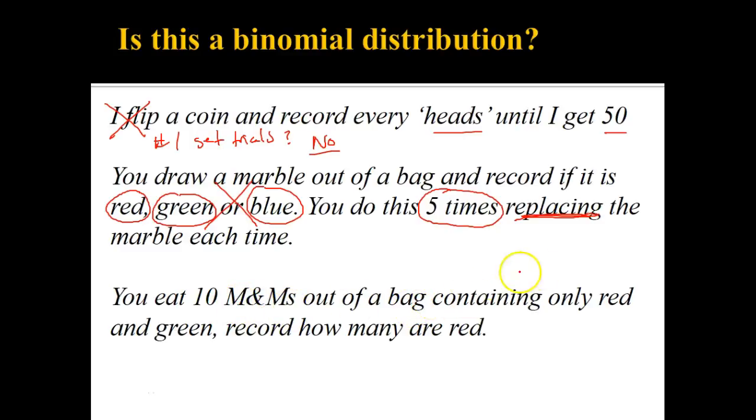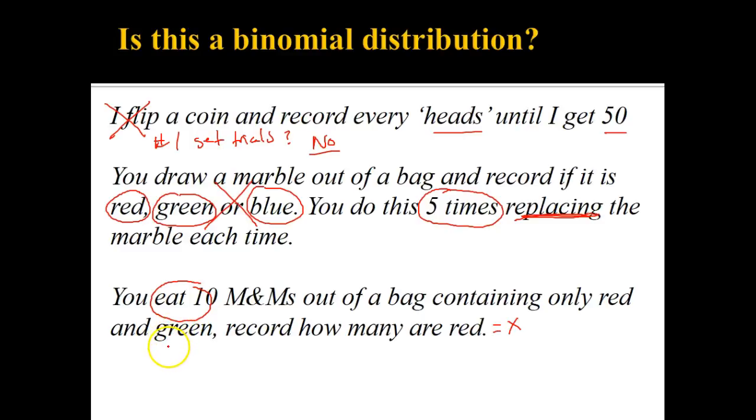Okay, you eat 10 M&Ms out of a bag containing only the red and the green. Record how many are red, or you could say X equals red. And so red would be a success, and then green would be failure. You're going to do this 10 times, eating 10 M&Ms. So question number 1, set number of trials, yes. Binomial, question number 2, yes, it's binomial. Success is red, failure is green.